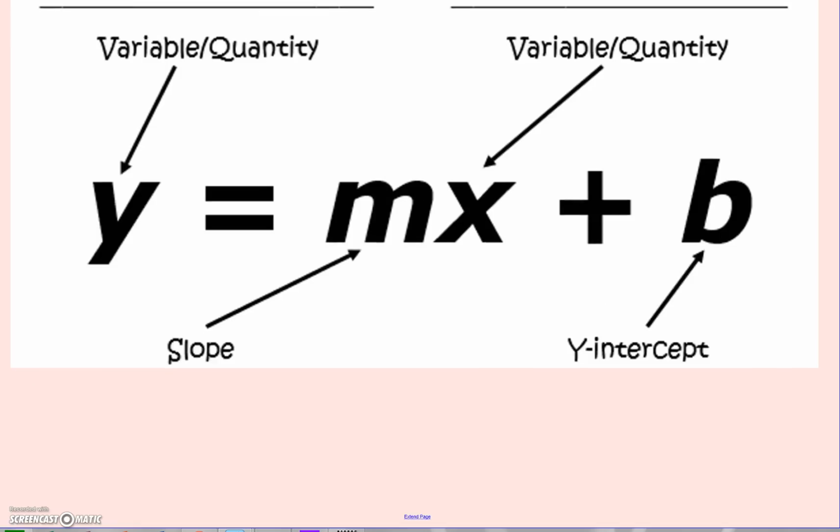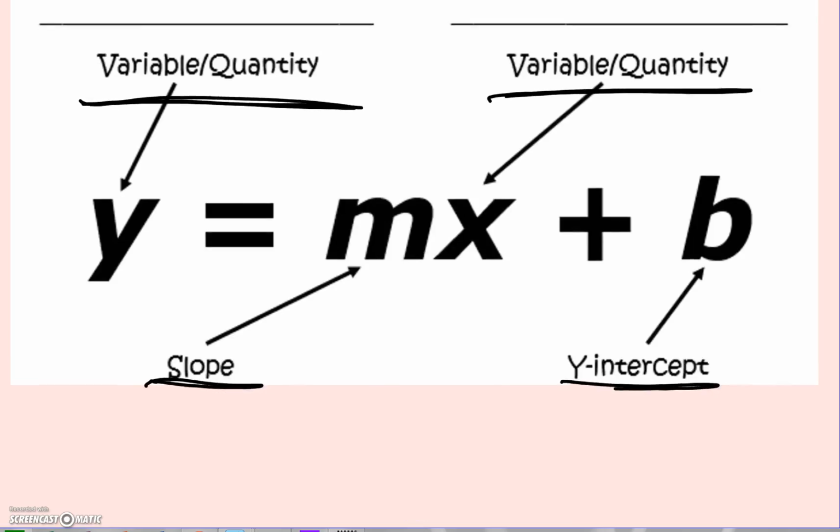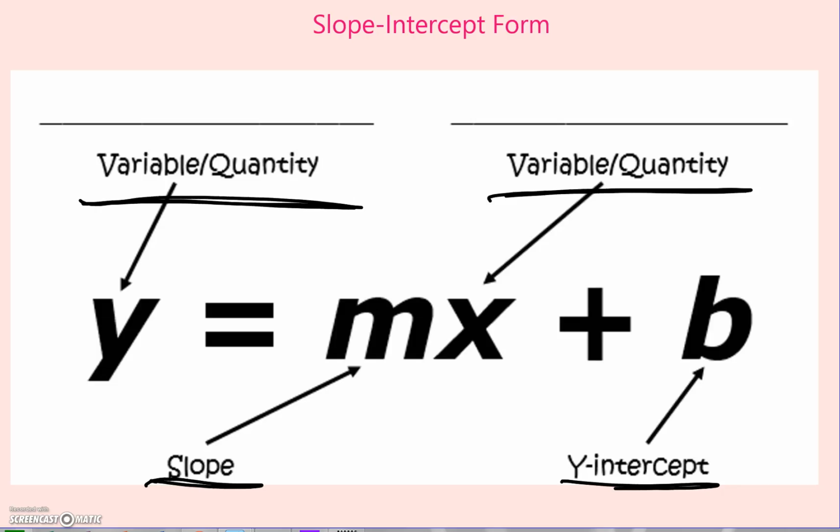So, on your green foldable, I believe, you need to label. It should say variable quantity here, variable quantity here. This is the slope, and this is the y-intercept. Make sure you hit pause and label that foldable.